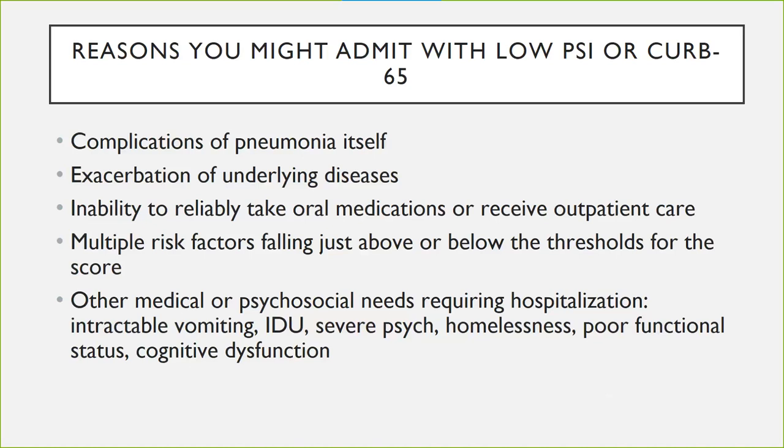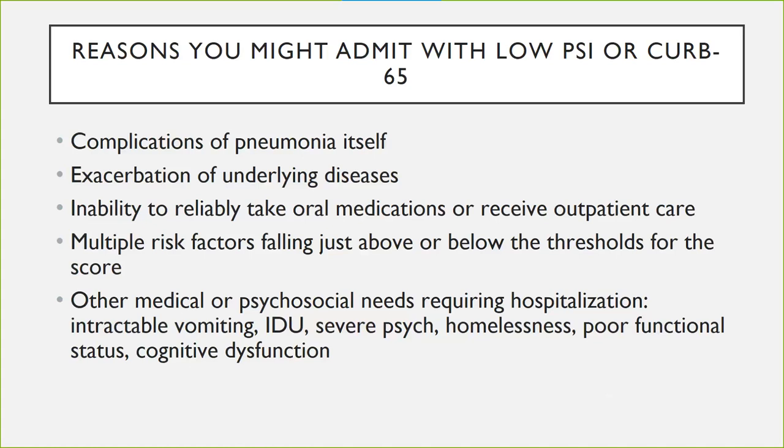If they have multiple risk factors that are just above or just below the thresholds for calculating the score, and they're really on the borderline, that would be a reason to consider admission. And then if there's any other medical or psychosocial needs requiring hospitalization, they're not able to keep down PO, they have injection drug use, psychiatric problems, or cognitive dysfunction.